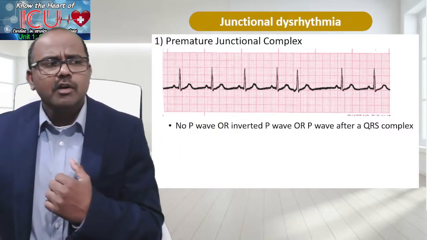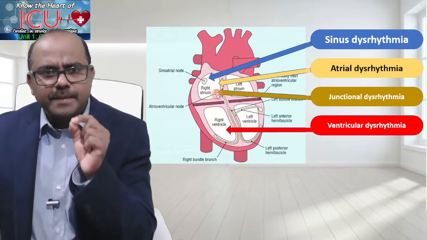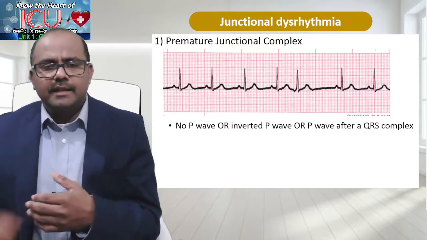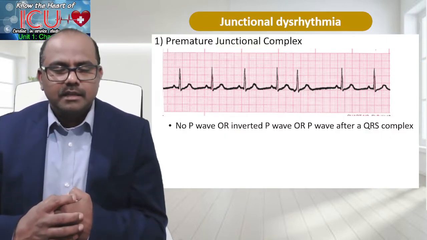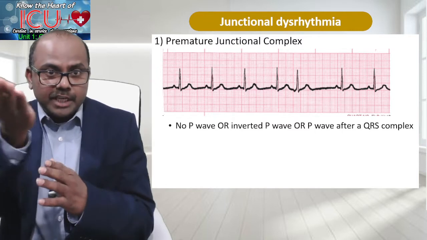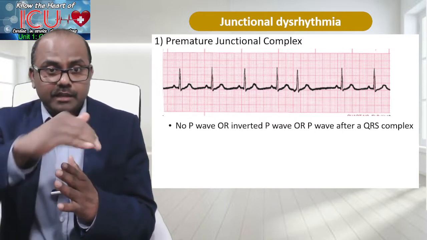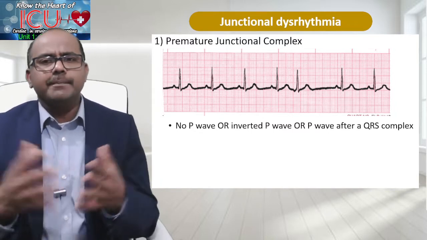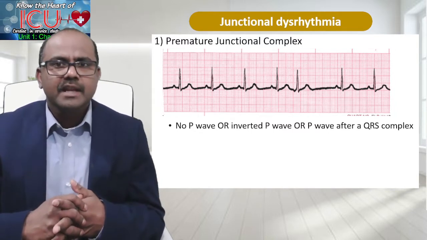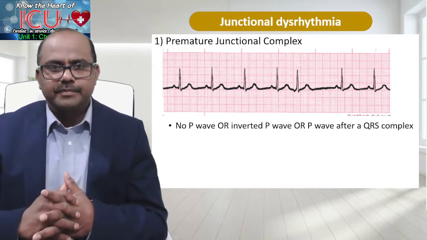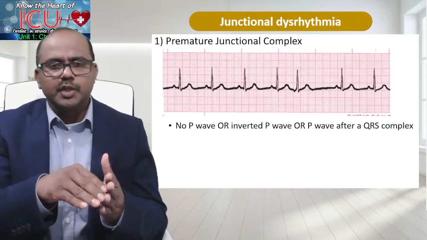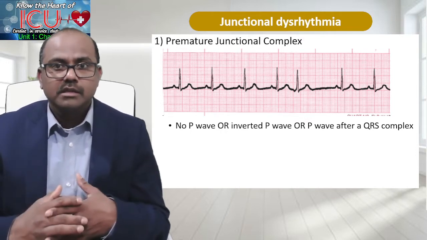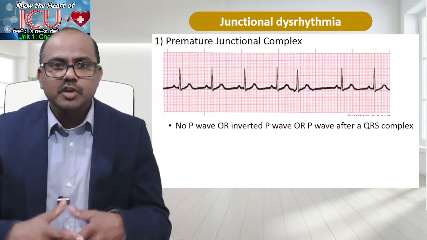As the name suggests, junctional dysrhythmia originates from the AV node. Just like with premature complexes, if the premature complex originates from some part of the atria, there will be an upright P wave, so we call it a premature atrial complex. But what happens if the premature complex comes from the AV node? That means an inverted P wave before the QRS, or an inverted P wave after the QRS, or no P wave at all. That's called a premature junctional complex.